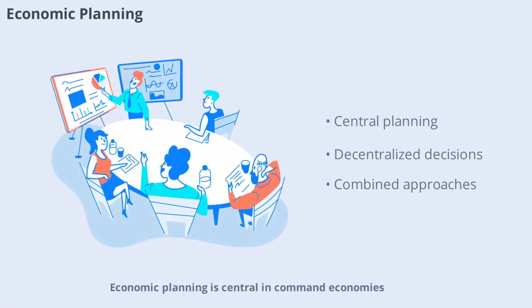Economic planning is central in command economies, where the government sets production goals and allocates resources. In market economies, planning is decentralized, with individuals and businesses making their own decisions. Mixed economies combine both approaches.